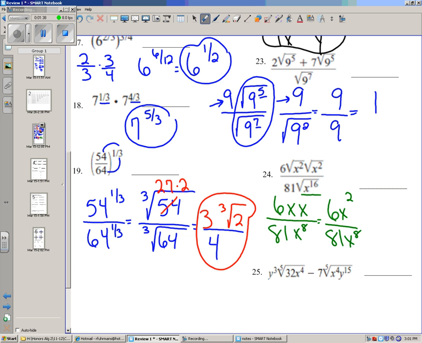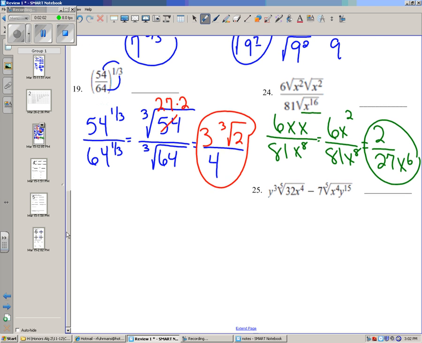And now I'm just going to simplify my fractions. With the 6 and the 81, I'm going to take a 3 out. And with my x's, I'm going to get 2 minus 8, which is a negative 6. But then that negative 6 says just move it to the bottom. And there's 24.